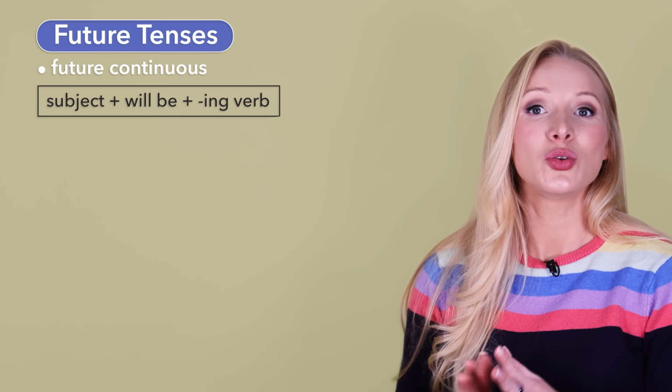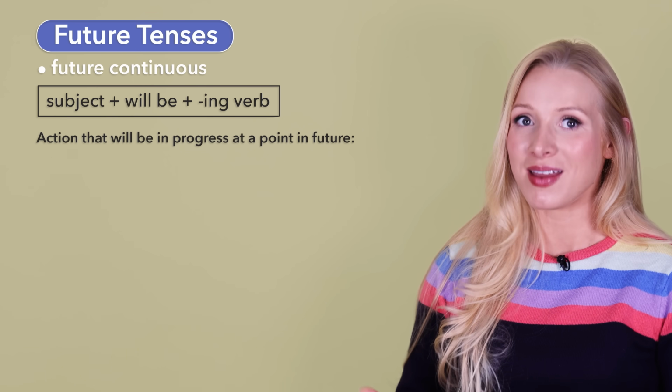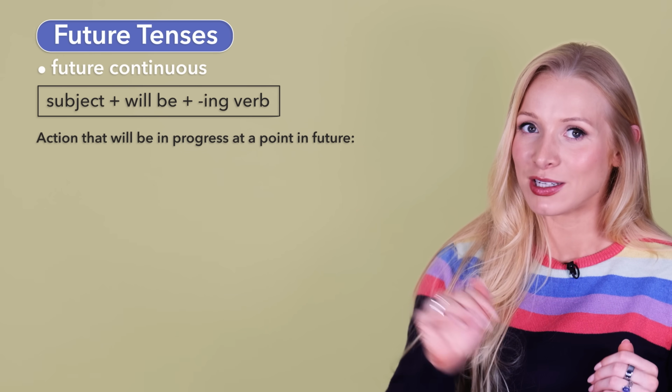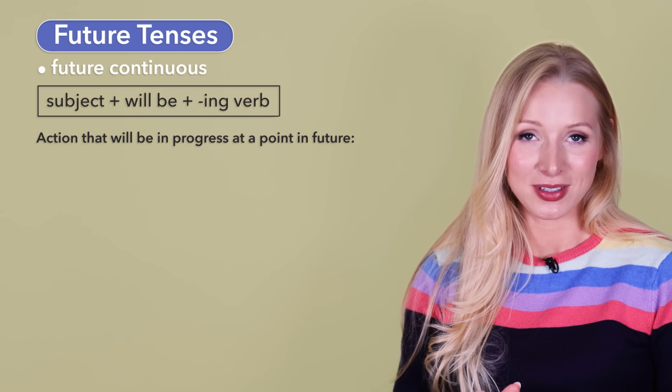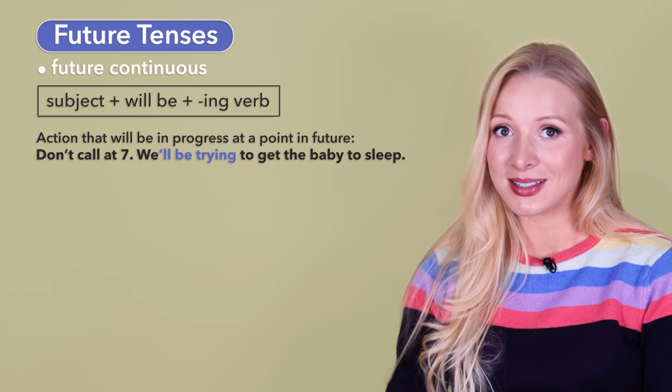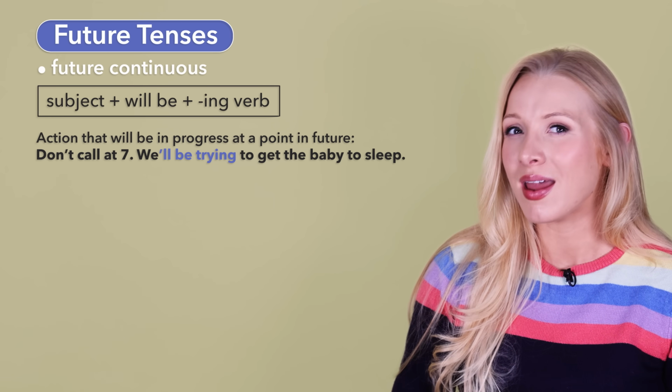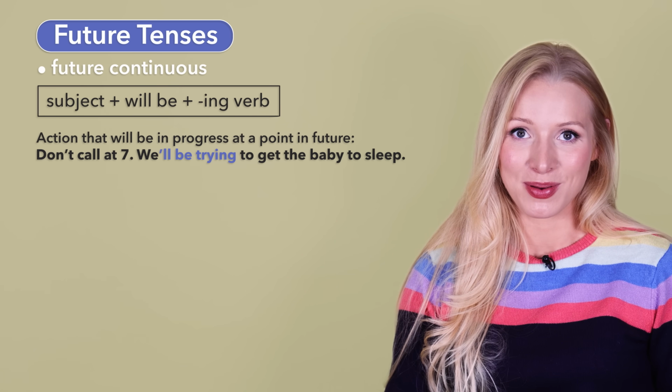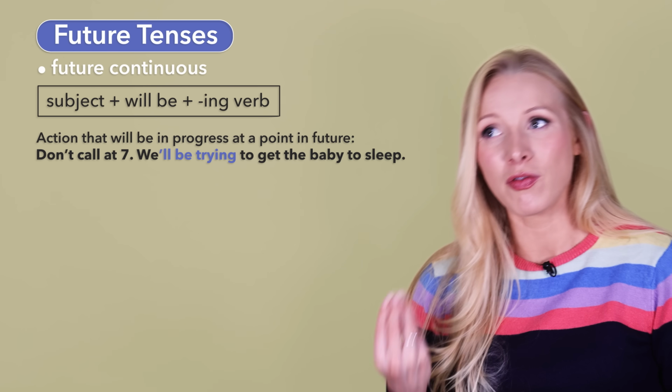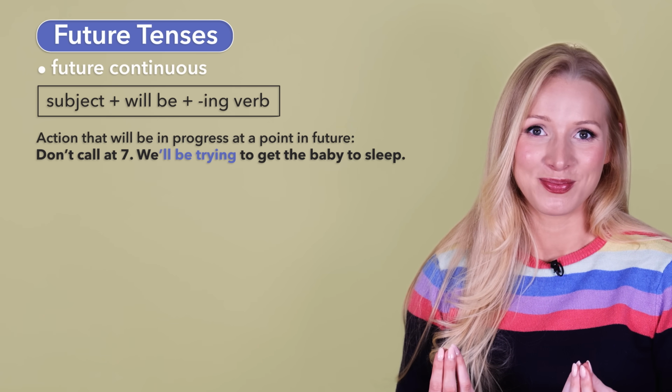Next, the future continuous, formed with will be plus ing verb. We use this tense to talk about an action that will be in progress at a point in the future. For example, don't call at 7. We'll be trying to get the baby to sleep. We'll probably be doing this before and after 7.